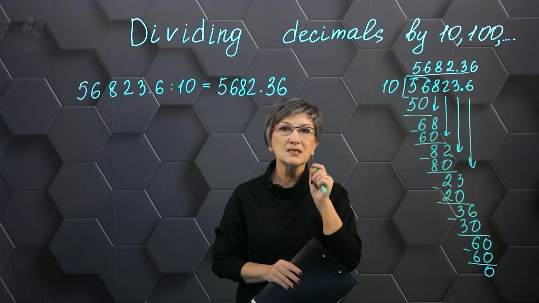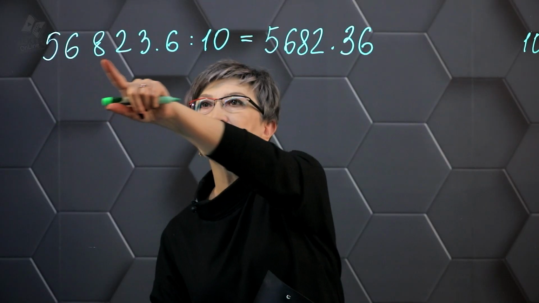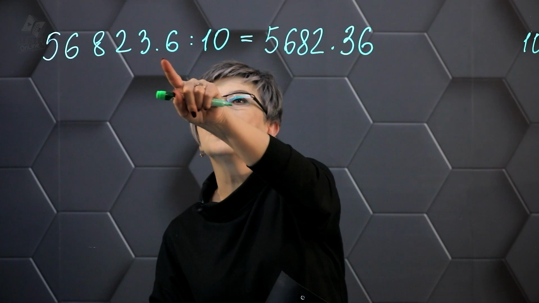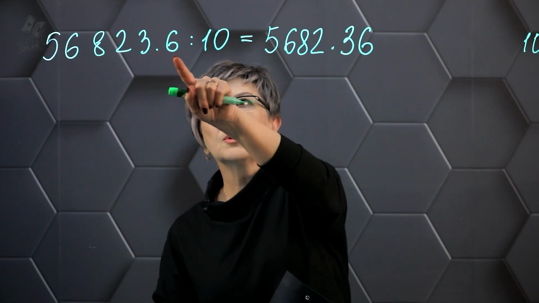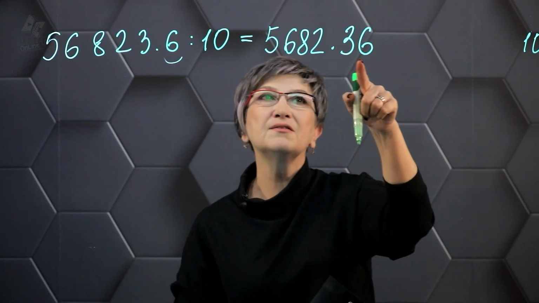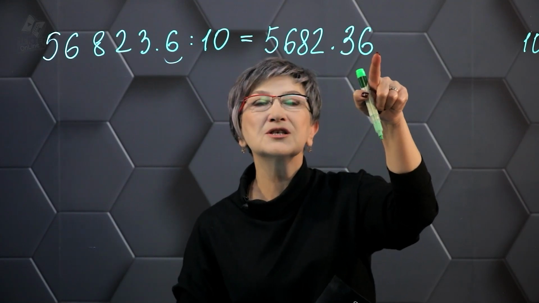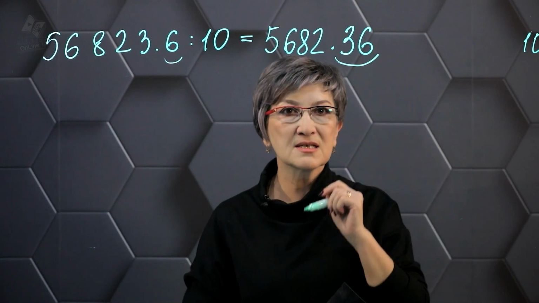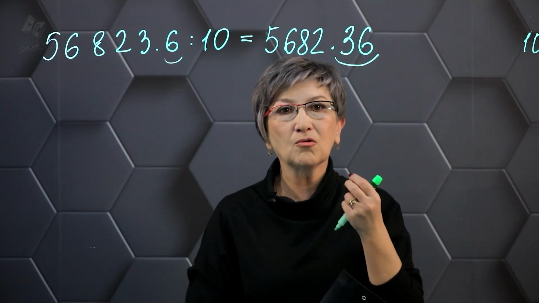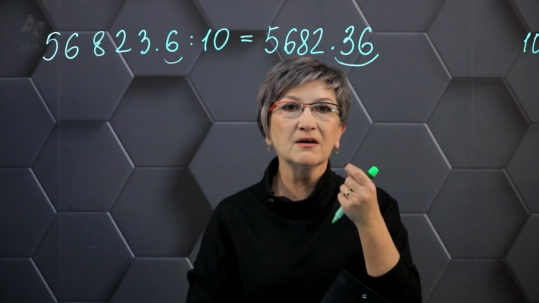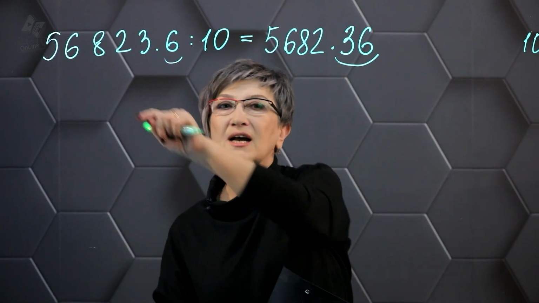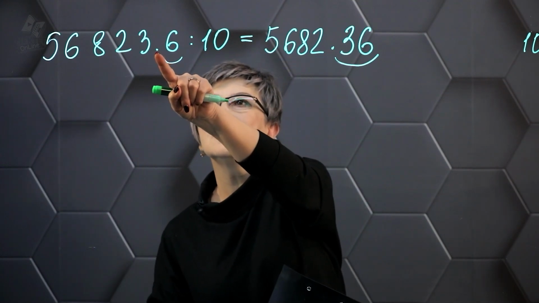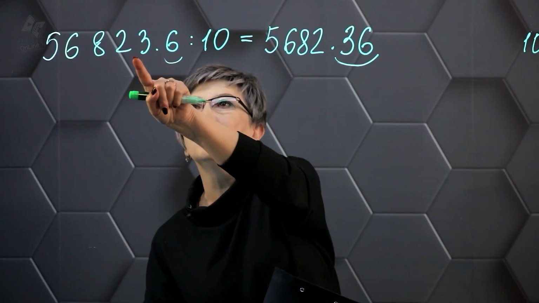So I wanted to draw your attention to the following rule. First of all, we're going to notice how many decimal places we had after the decimal point. We had one digit after the decimal point, and in the answer we still have the same numbers, but after the decimal point we have 2 digits. Hence there is some rule, and this rule says the following. When dividing a decimal by 10, simply shift our point to the left 1 digit.